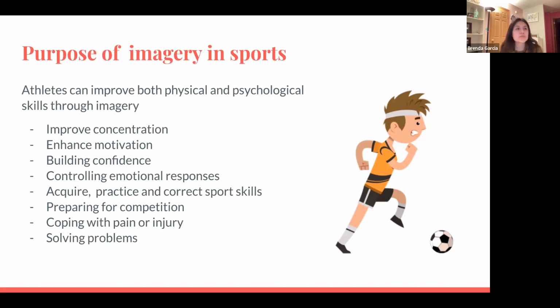It also helps to acquire, practice, and correct sports skills, and it helps to prepare for competition, specifically before competition, to imagine oneself doing a routine to enhance focus and concentration. And it also helps cope with pain and injury by speeding up the recovery of the injured area and keeping skills from deteriorating. And it also just helps with problem solving.